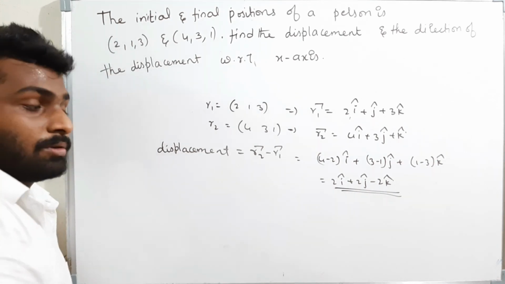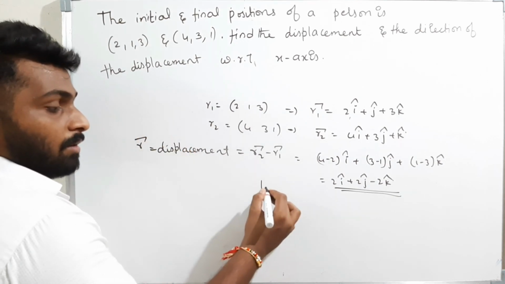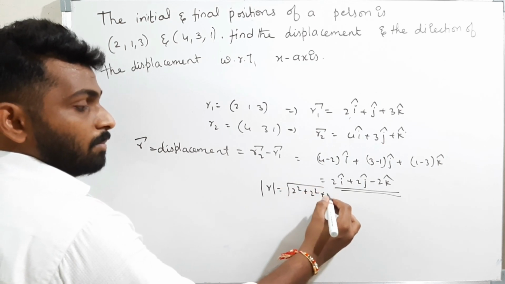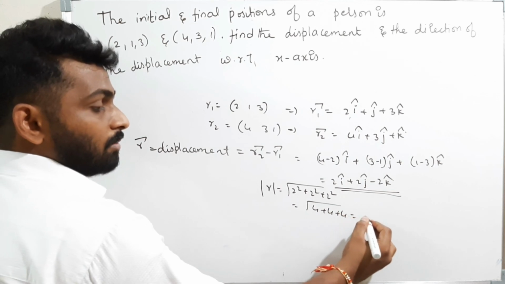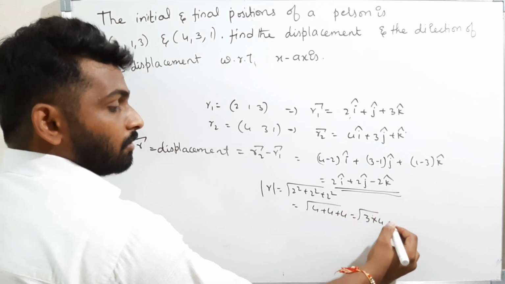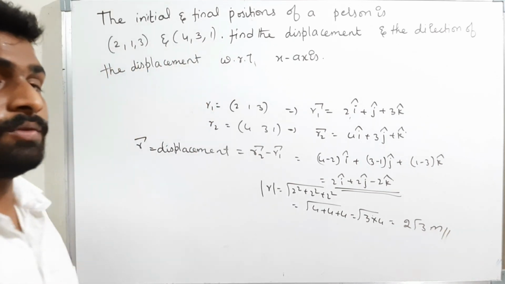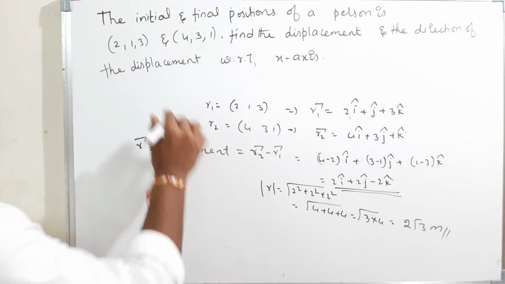What is the magnitude? The magnitude of displacement is nothing but R bar, the root of 2 square plus 2 square plus 2 square. How much? 4 plus 4 plus 4, that is nothing but 3 into 4. Therefore, nothing but 2 root 3 meters. Therefore, the displacement, the resultant, is 2 root 3 meters. Well and good. Now, next one.